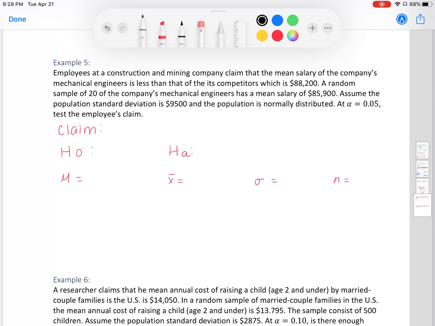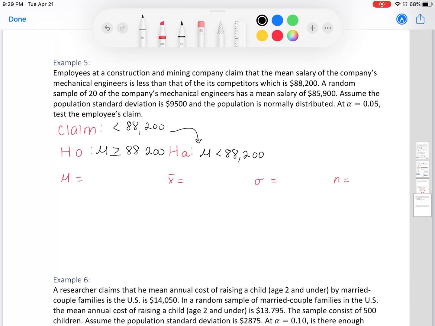All right, so our claim is less than 88,200. Because it's not equal to, this will apply to alternative. So I have a mean is less than 88,200. We have then a null hypothesis of mu, or mean, greater than or equal to 88,200.